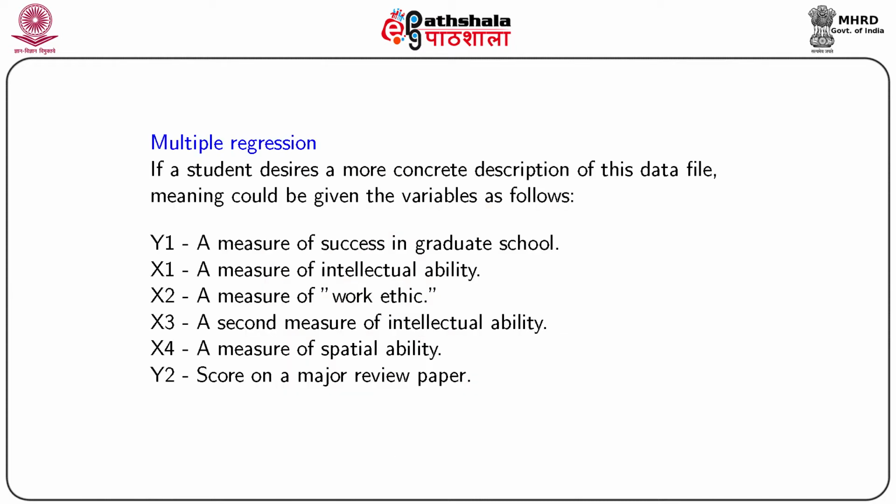Now for the knowledge of the readers, here is a concrete description of the data file. The meaning of the variables is as follows. Y1, which is the first dependent variable, is a measure of success in graduate school for a student. Y2, which is the second dependent variable, gives us the score on a major review paper of the student. And the explanatory variables x1, x2, x3 and x4 are defined as: x1 is a measure of intellectual ability, x2 is a measure of work ethic, x3 is a second measure of intellectual ability, and x4 is a measure of spatial ability.